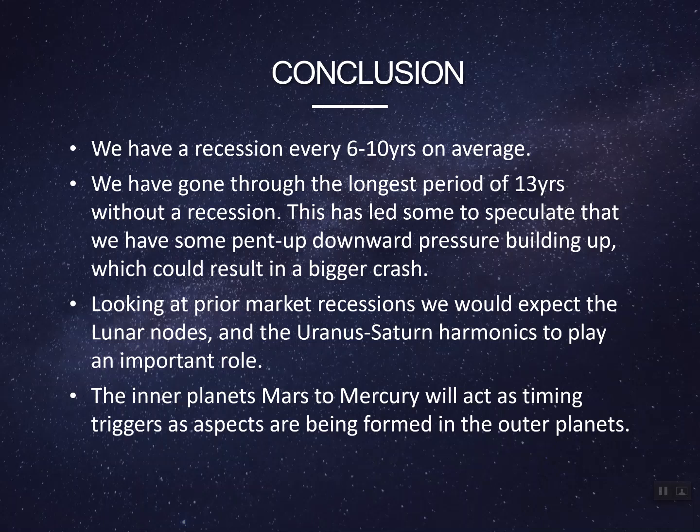Looking at prior market recessions, we would expect the lunar nodes and the planetary pair of Uranus and Saturn and their harmonics to be of importance when we're looking at recessionary pressure and timing. And we would always look at the inner planets from Mars through to Mercury and the Moon, to essentially tell us when exactly during the year we're going to face a potential crash.